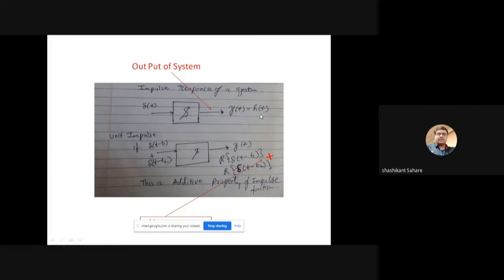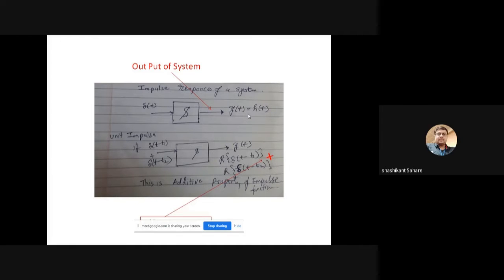Now, why is the name impulse response given? Because delta of t has a huge amount of energy, so its amplitude is infinite. Whenever I apply the infinite amplitude signal, I get the output of the system, which is h of t. So h of t we call the impulse response.